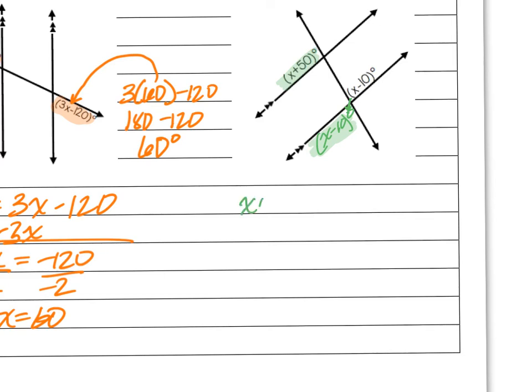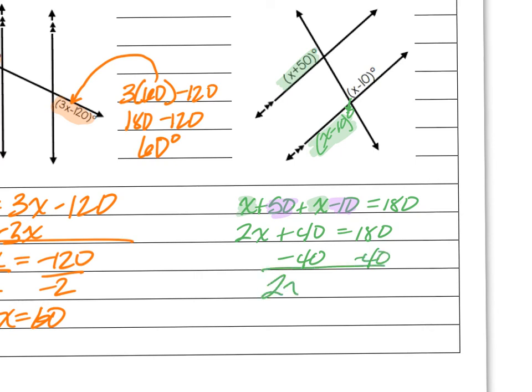So I've got x plus 50 plus x minus 10 equals 180. So my like terms, I've got x and 50 and negative 10. So 2x plus 40 equals 180. Subtract 40. So 2x equals 140. Divide by 2. So x equals 70.